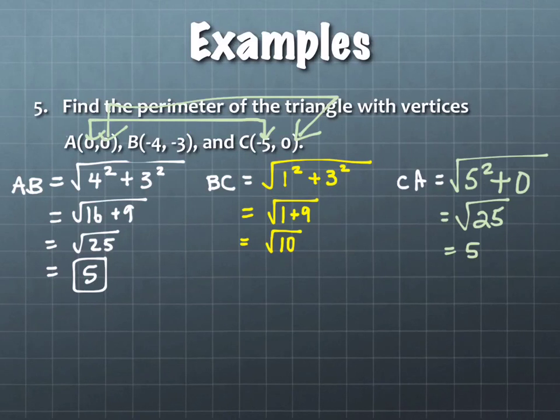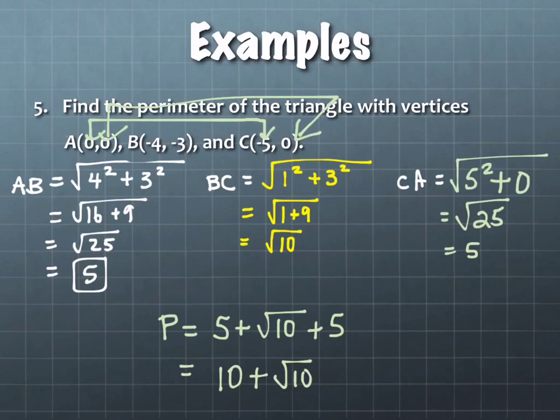So what I need to do if I wanted to find the perimeter? Add up. We have 5, we have square root of 10, and we have 5. What will that be if I simplify that? 10 square root of 10. Close. It's 10 plus the square root of 10. Without the plus, it would mean multiplication, and we don't really have multiplication here. We have addition. So 10 plus the square root of 10 is our perimeter for our triangle.